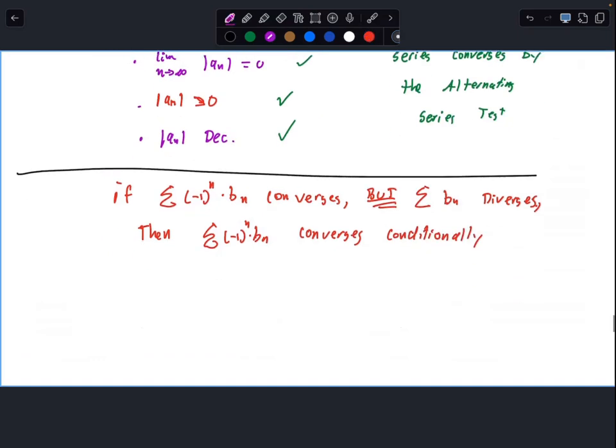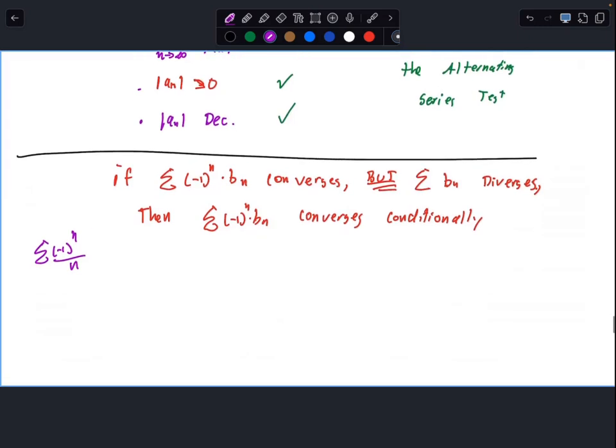One of the most prime examples for this is the series of negative 1 to the n over n. That's the most common example. This is an alternating series, and it fits all the criteria of the alternating series test, so the series converges. But if I took the absolute value of this series, then we get just 1 over n, which is a harmonic series, and we know that that diverges. So this series converges conditionally.